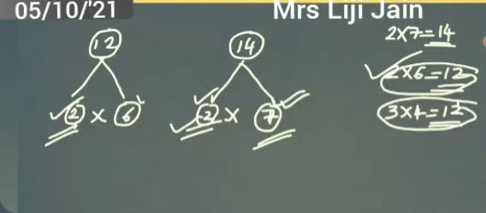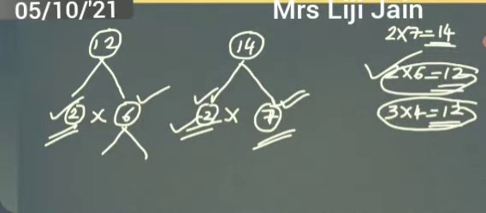What about 6? Is 6 a prime number? No, 6 is not a prime number. So we can't stop here. We have to continue this. Okay. Now, what do we have to do? Yeah, we have to think how this 6 can be written as the product of two numbers, isn't it? How can we write 6 as the product of two numbers?